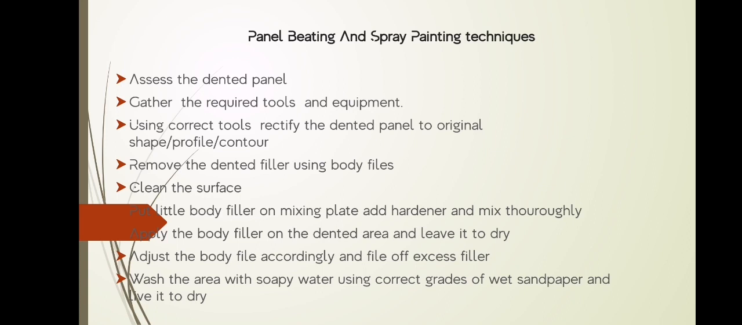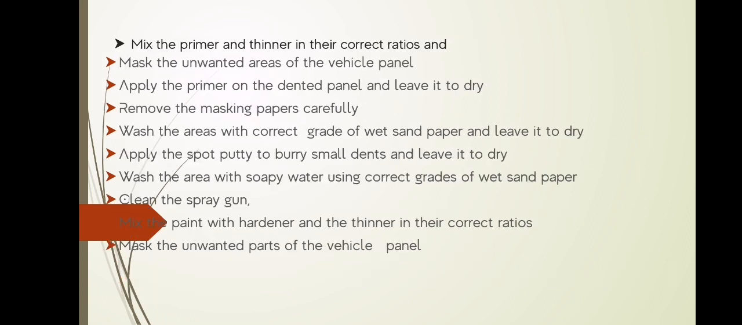You adjust the body file according to the excess filler. Wash the area with soapy water using the correct grade of wet sandpaper and leave it to dry. You mix the primer and sealer in the correct ratios and mask the unwanted areas of the vehicle panel. You apply the primer on the dented panel and leave it to dry. You remove the masking papers carefully. Wash the area with the correct grade of wet sandpaper and leave it to dry. Apply spot putty to bury small dents and leave it to dry. You wash the area with soapy water using the correct grade of wet sandpaper.